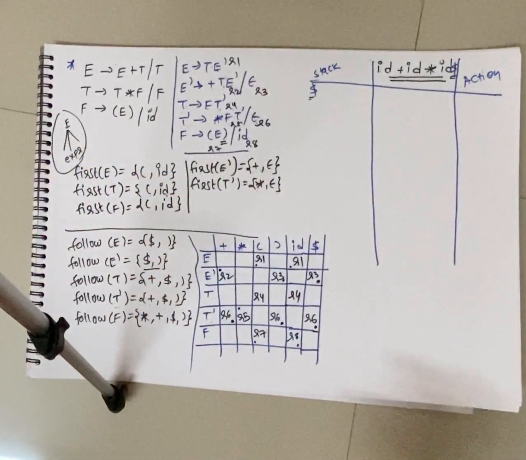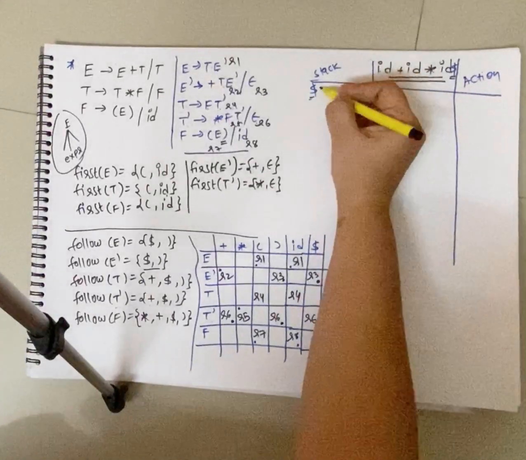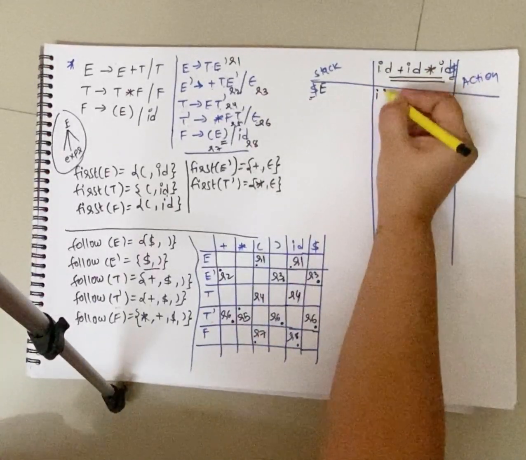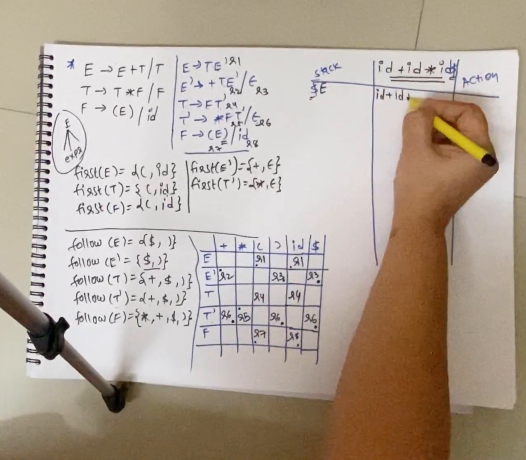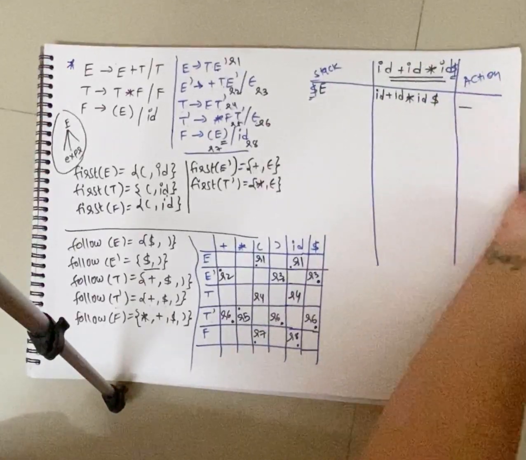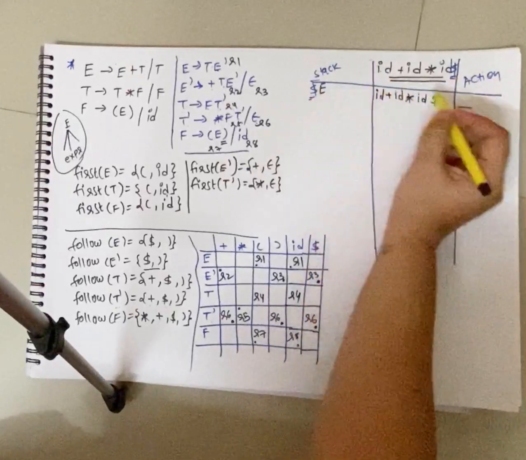So what is the start symbol or starting step of a top-down parser? The start symbol of the grammar. So by default, initially capital E is going to be pushed onto the stack. The expression remains the same, ID plus ID multiplied with ID dollar, and there is no action we are going to specify over here. Now what is next?